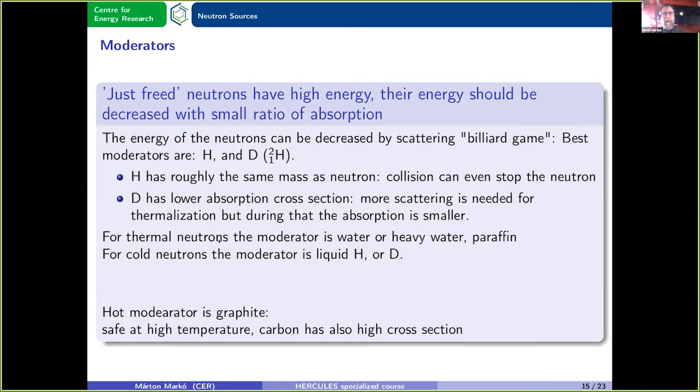For thermal neutrons, the best moderator is water or heavy water, and in compact sources they use paraffin because it's easier. And sometimes we need a hot moderator, and the hot moderator is graphite. It's because it has a high temperature, it's much safer than using hydrogen or water, and carbon also has a high cross-section.